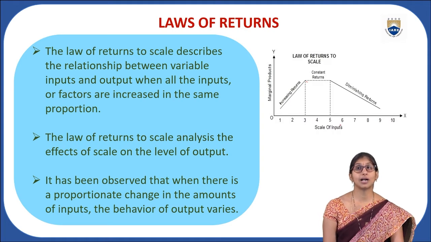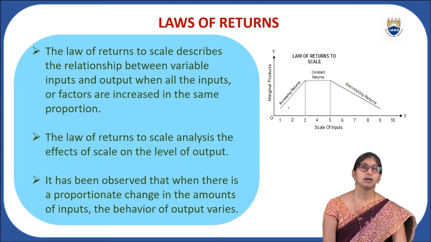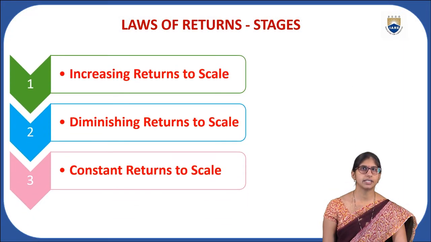So when we give multiple inputs to the production activity, how the productivity varies is what the law of returns to scale is. Here it is increasing at an increasing rate, becomes constant at a certain level, and again starts declining. That is diminishing returns to scale. So we have three stages in law of returns: increasing returns to scale, decreasing or diminishing returns to scale, and constant returns to scale.